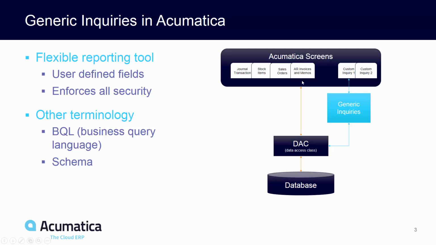All the Acumatica screens use data access classes to get their data from the database. So the generic inquiry is just a way of doing unique combinations of things so that you can pull data from various screens and publish them as needed.